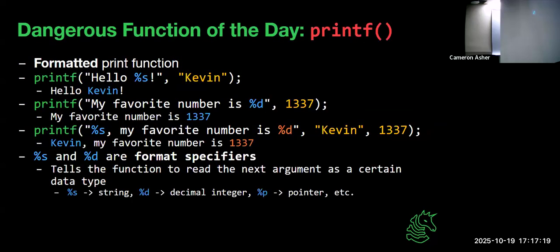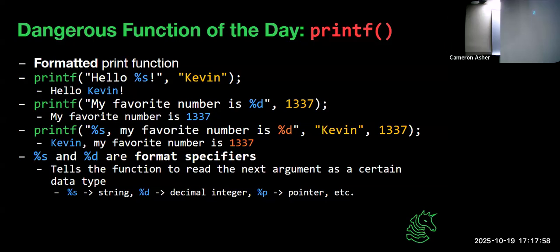So this is our dangerous function today. This is a formatted print function, which is pretty convenient because string manipulation is sort of annoying in C, but this makes it not so bad. So the idea is that you can specify something like a template string on the first argument, and then the next arguments are what get filled into the template. So the first one, hello, Kevin is the first argument, so that gets filled in. Next one, you can also specify a number with %d. That will be filled in with the number. And then you can also have several of these, which is what the third example is showing. So Kevin, my favorite number is 1237.